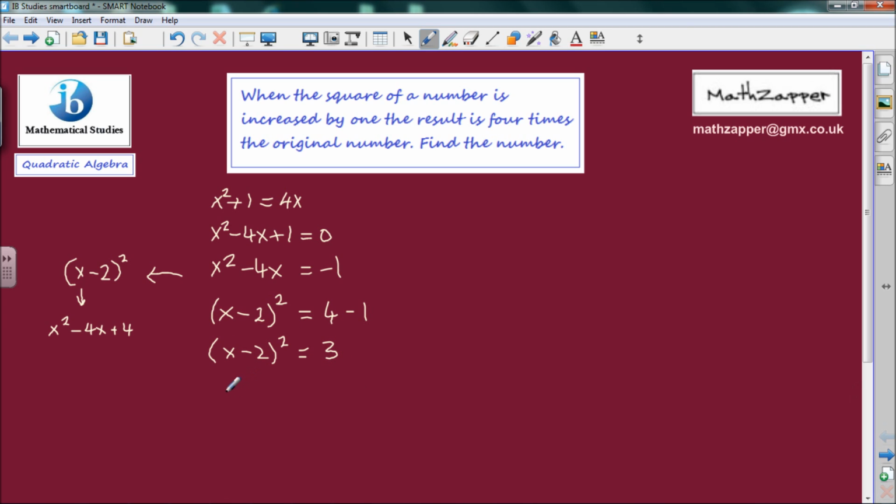Square root both sides, and we've got x minus 2 is equal to plus or minus the square root of 3. Add 2 to both sides, and we find the value of x. x equals 2 plus or minus the square root of 3. Therefore we can conclude that the original number x was either x equals 2 plus the square root of 3, or x equals 2 minus the square root of 3.